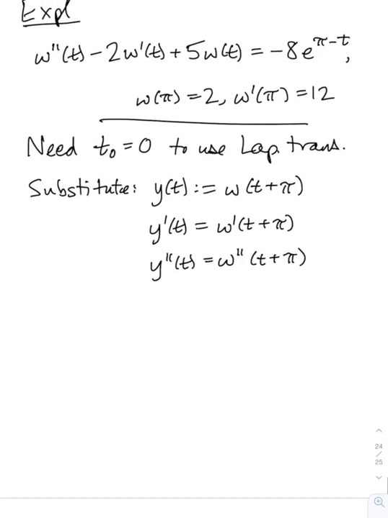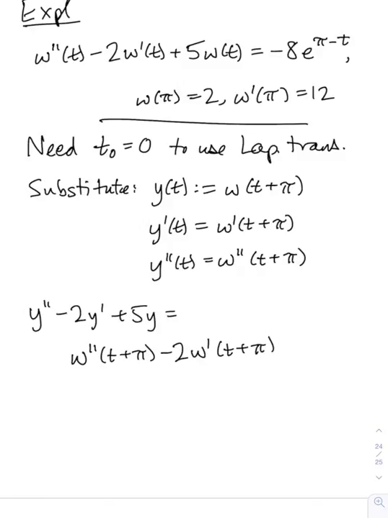And so if we do that, then we can look at y double prime minus 2y prime plus 5y. And what's that going to equal? Well, it equals the same thing, but with w's and with a t plus pi. So I guess I could write it like this. I could say that's equal to w double prime of t plus pi minus 2 times w prime of t plus pi plus 5 times w of t plus pi. And what's that equal to?